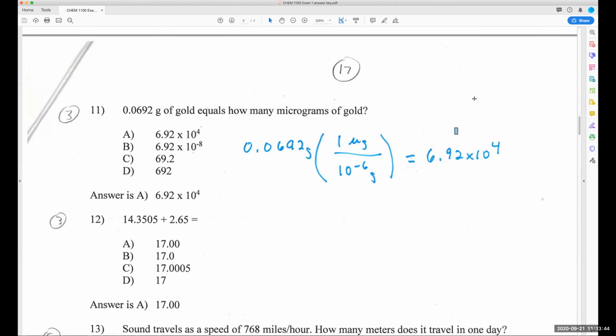If it was multiplying and dividing, then it would have been the number with the least number of significant figures, and it would have been 3 because 2.65 has 3.